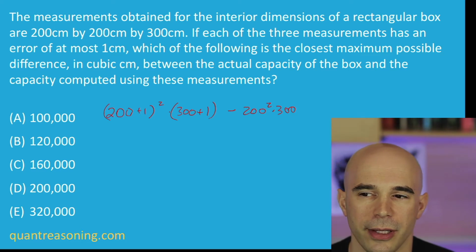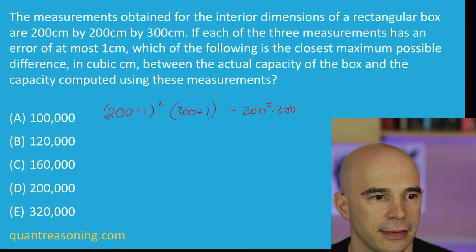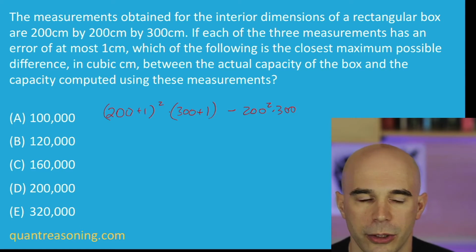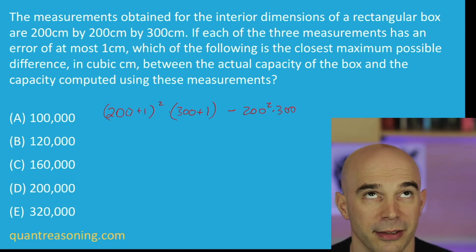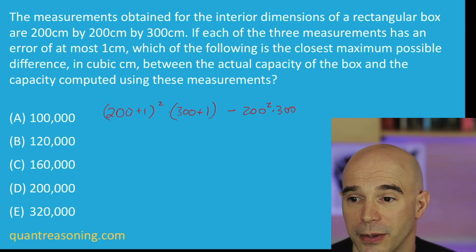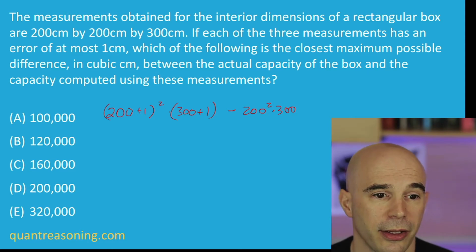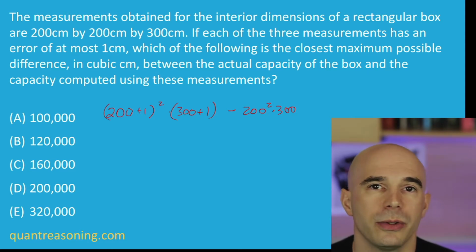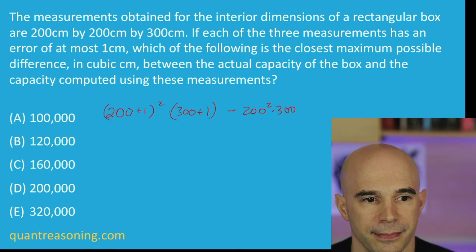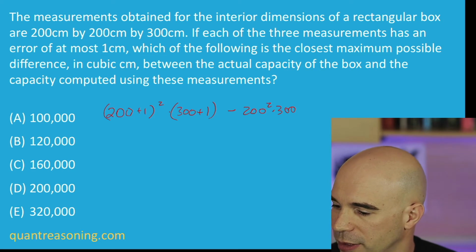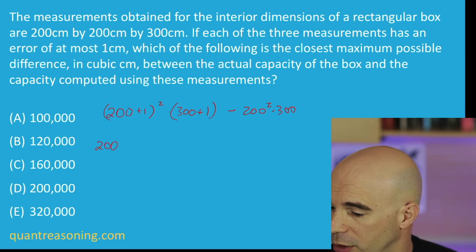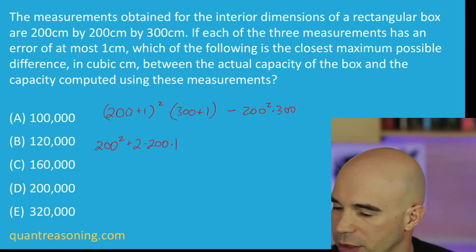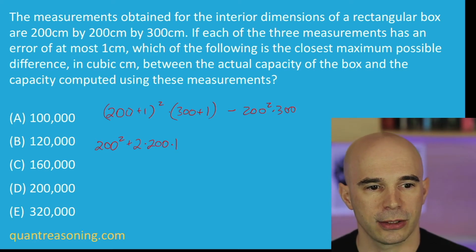Now, if I had a calculator, I wouldn't have written it like this. If I had a calculator, I would have written 201 squared times 301 minus 200 squared times 300. Why did I write it as 200 plus 1 and 300 plus 1? Because I don't have a calculator. So I'm going to have to use some, I guess I would call it algebra, right? This would be 200 squared plus 2 times 200 times 1. Do you recognize that? That's the special product for the square of a sum.